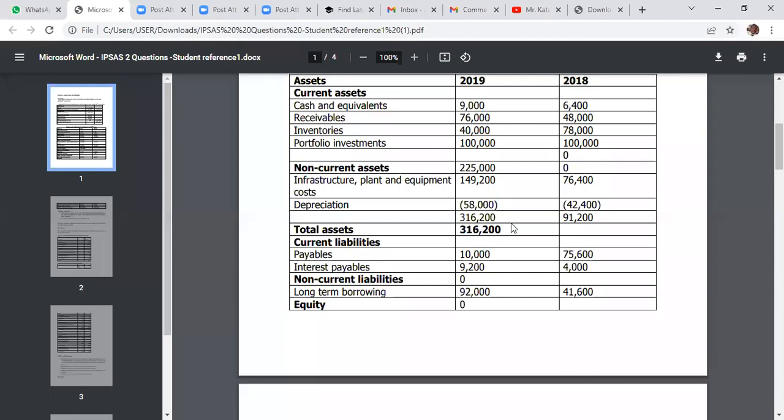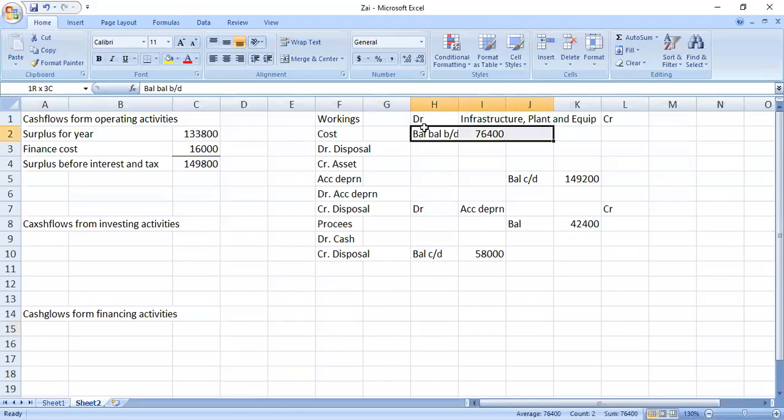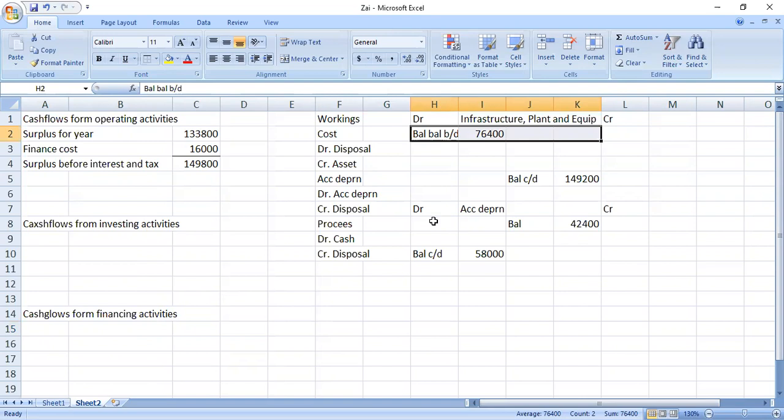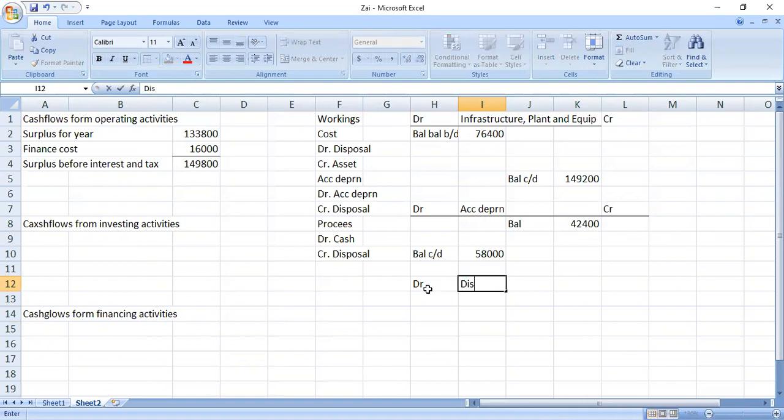So I hope we're following. Let me share my worksheet again. Okay, so this is my worksheet. These are my T accounts, two of them. I also have to have a T account for the disposal. Disposal account, debit. Whenever they say disposal of an asset, just know you have to do a disposal account, to determine whether it's a gain or a loss.